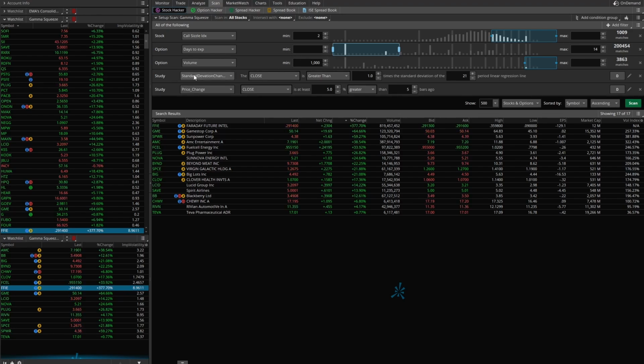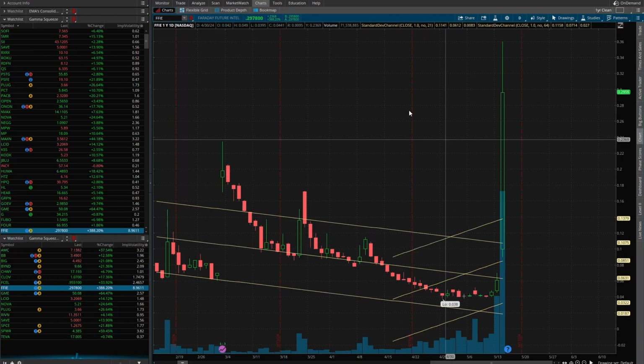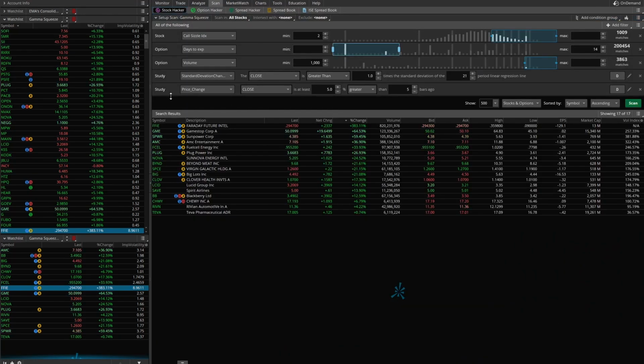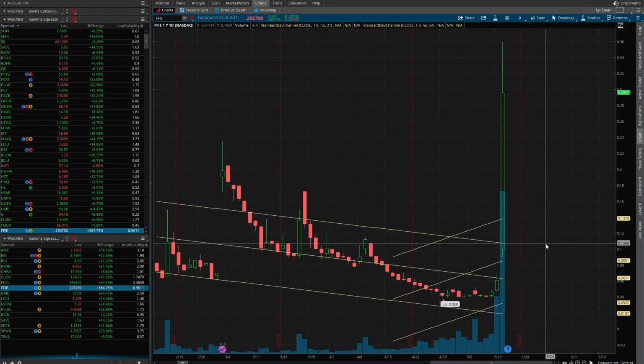Next, we have a study for the standard deviation channel. We want the close price of the stock greater than the 21 period line for that standard deviation that we added. So that means that we are above this shorter line right here. And then lastly, we have a price change, close 5% greater than 5 bars ago. So it's risen 5% over 5 days. And obviously it's done that.